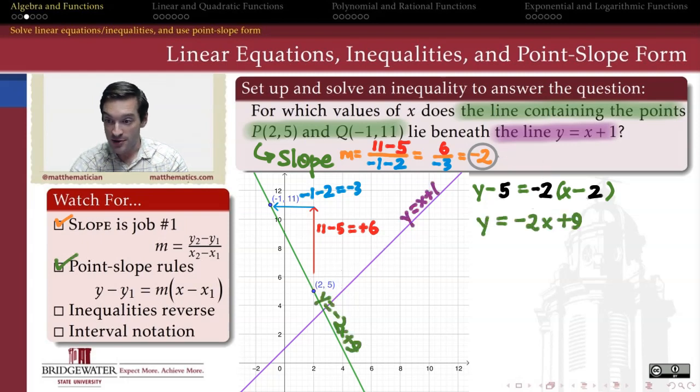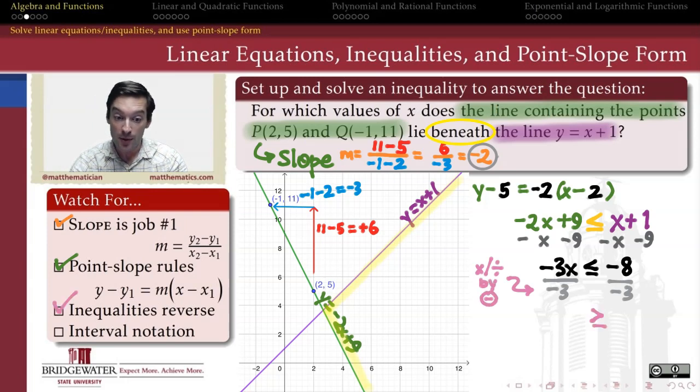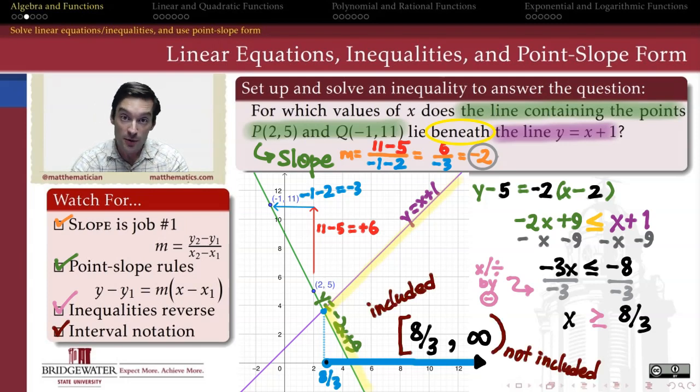If we solve that equation for y, we can then ask when are the green y values beneath, less than or equal to, the purple y values. This sets up an inequality which we can solve, remembering to reverse the inequality when we multiply or divide both sides by a negative quantity. We obtain that x is greater than or equal to 8/3, which is visible on my x-axis on the graph, and I can express that answer in interval notation that includes a square bracket which includes 8/3 in our answer but does not include infinity because it's not a number.